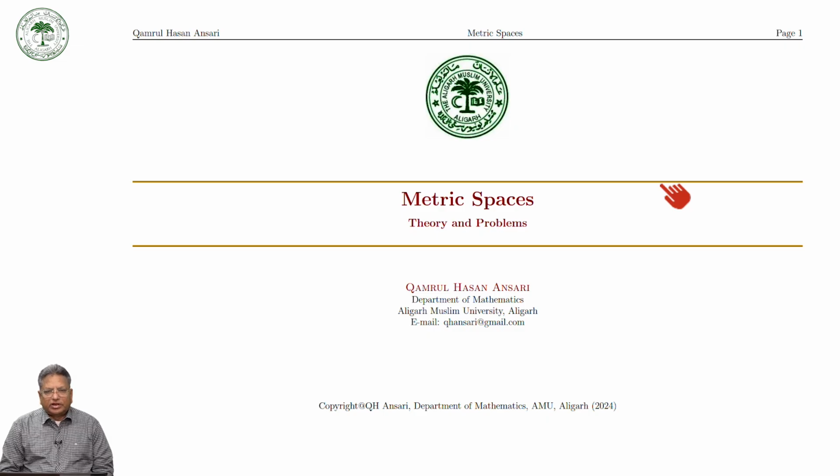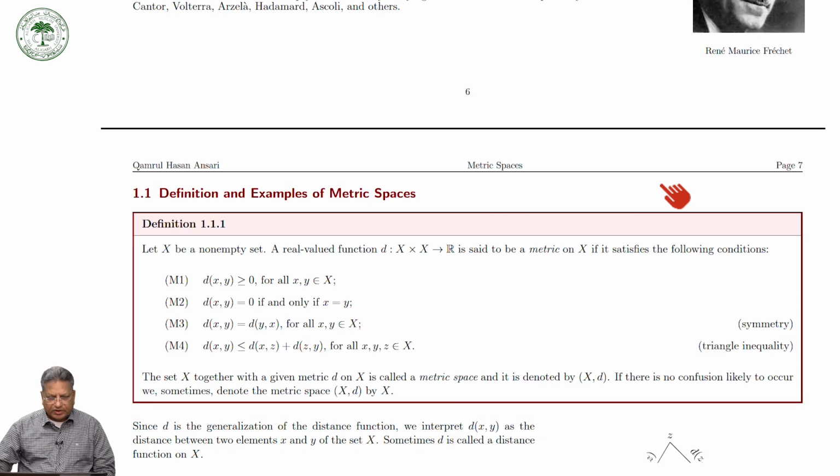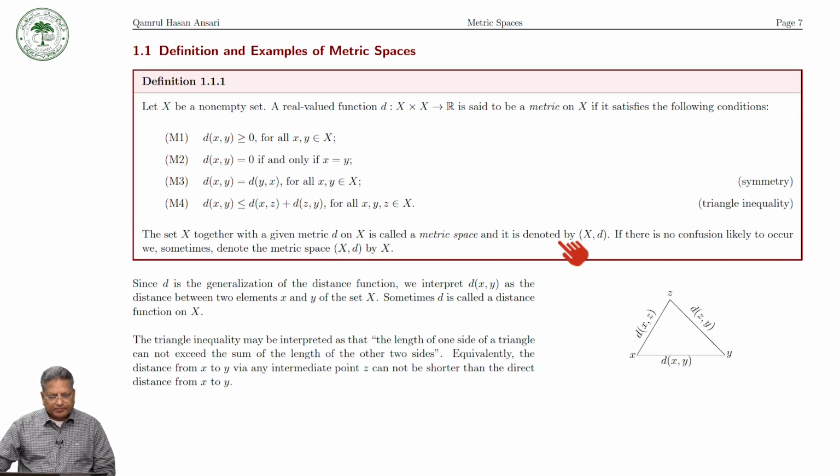So, today we will summarize all the previous talks in the next three talks. We have first discussed the metric defined on a non-empty set X.